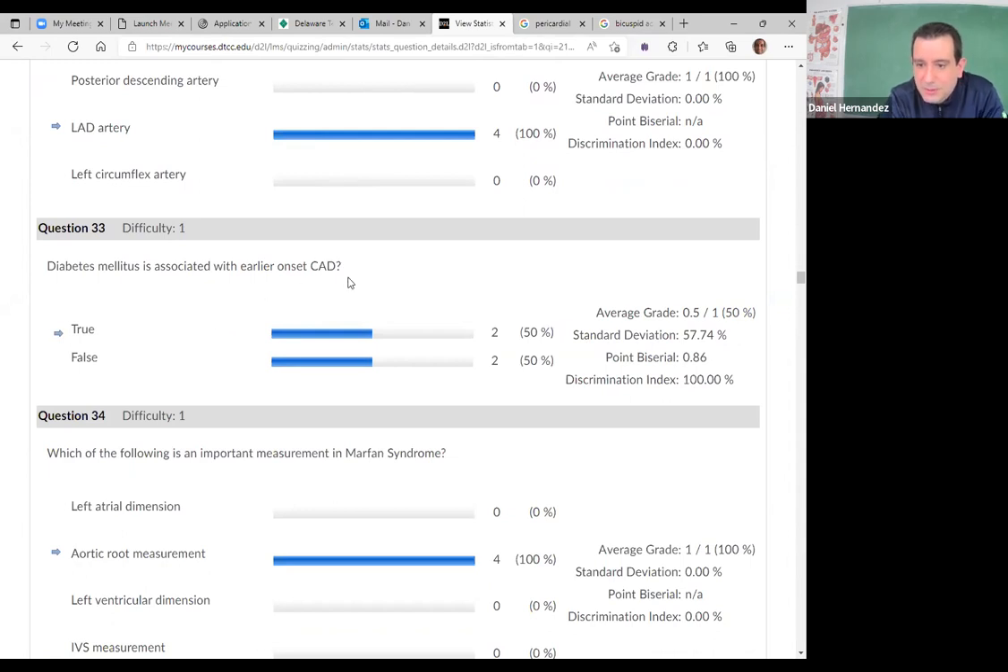Diabetes is associated with earlier onset of coronary artery disease. This is true. Diabetes affects the arteries in the body, particularly the small ones. It likes to attack those small arteries, so that particularly holds true with the arteries of the heart. Diabetics are more prone to developing coronary artery disease. Diabetes affects the carotids, the coronaries, the arteries of the kidneys, and the arteries in your eyes. So the ophthalmic artery and the small arteries within the eye itself, and small vessels in the hands and feet.